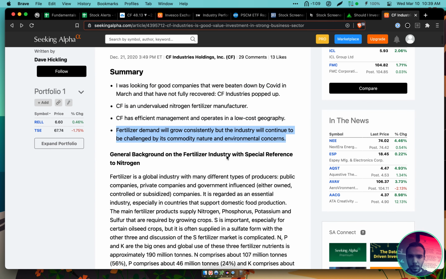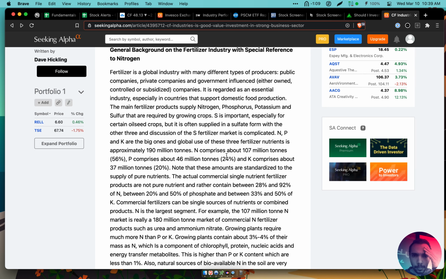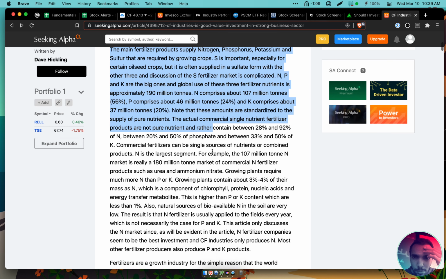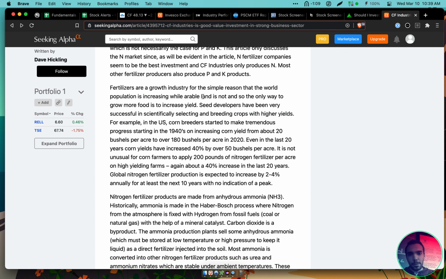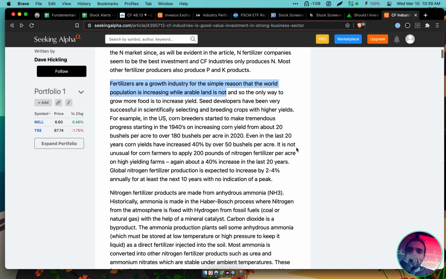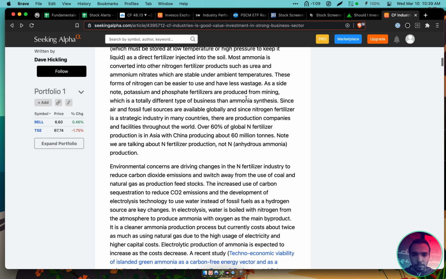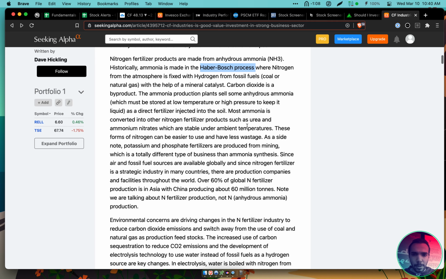Operates in low-cost geography. Environmental concerns. Essential industry, especially in countries that support domestic food production. Alright. World population is increasing. Crop production. Haber-Bosch. Gosh, it's been a while since I read about that. Back in high school chemistry, I think.